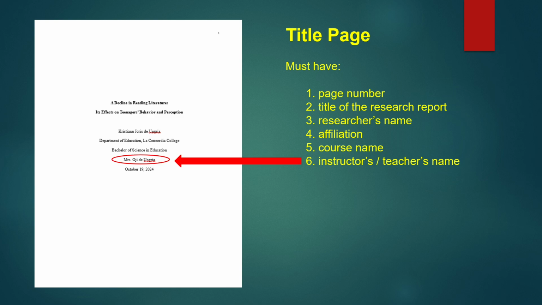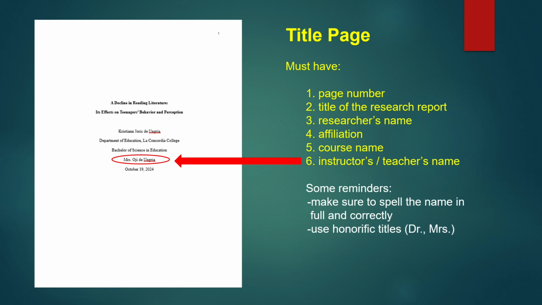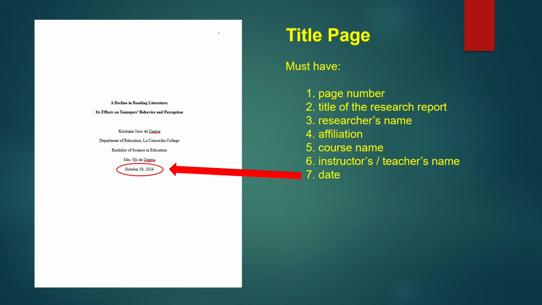The instructor or teacher's name is written on the line of the course name, or below the affiliation for high schoolers. Some things to remember when writing your instructor's name. Always be sure to write the full name of your instructor or teacher, and be sure to spell it correctly. And use honorific titles like Dr. or Mrs. Finally, the date of submission should be written below the instructor's name.